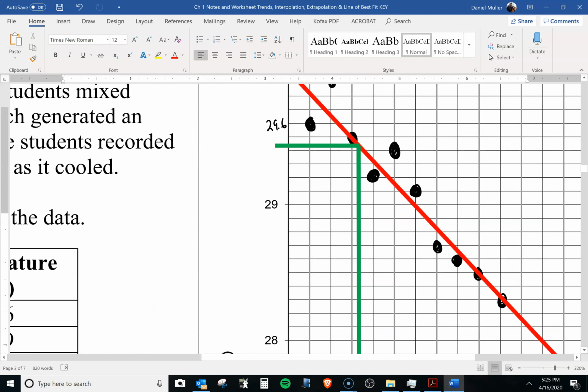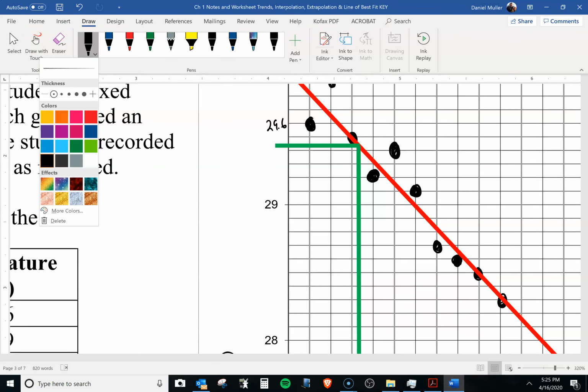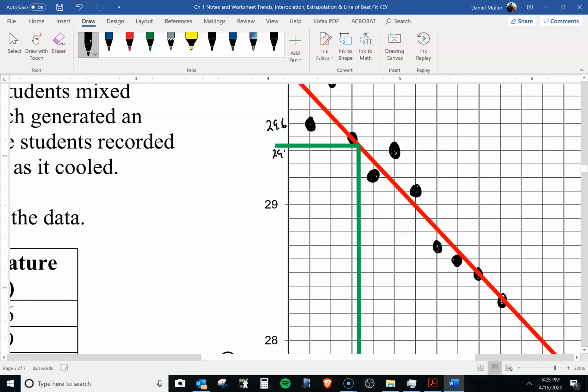So I'm just going to draw a couple of points around it. 29.1, 29.2, 29.3. So this one right here is 29.4. So this right here, I don't know. It's just above 29.4, and we're just guessing here. So even though it's above the line, I'm going to say it's approximately 29.4.